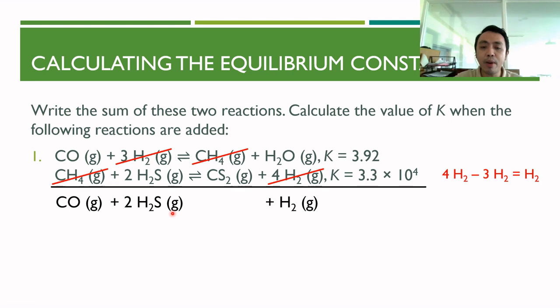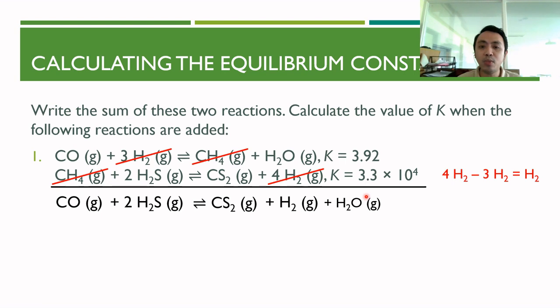Now let us look at the products of these two reactions. Starting off with the CS2. For the CS2, we note that there is no CS2 available in our first reaction. Therefore, we copy CS2 as it is. The same is also true with the water. There is no water available in our second reaction, so we copy the water as it is. And so we have below the sum of these two reactions.